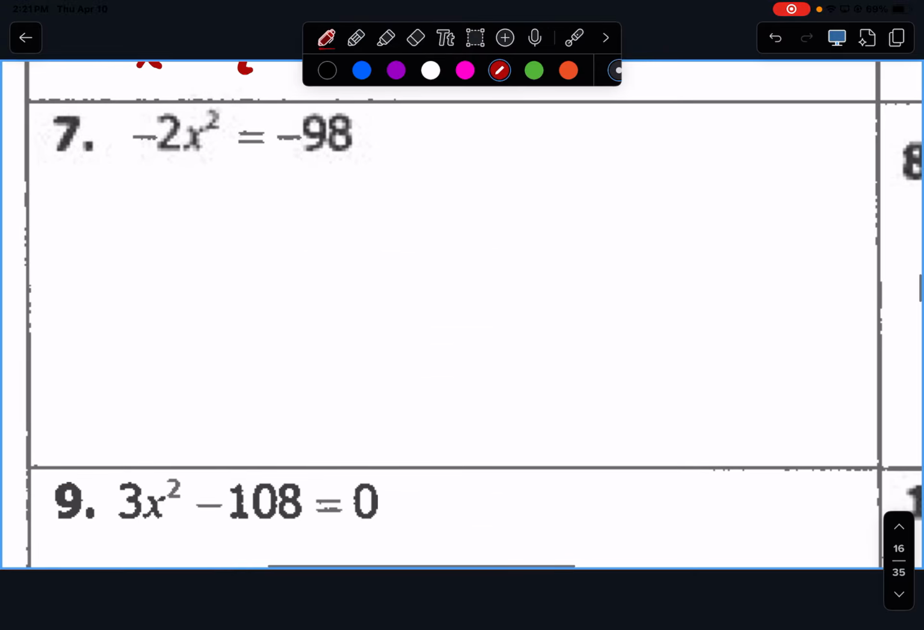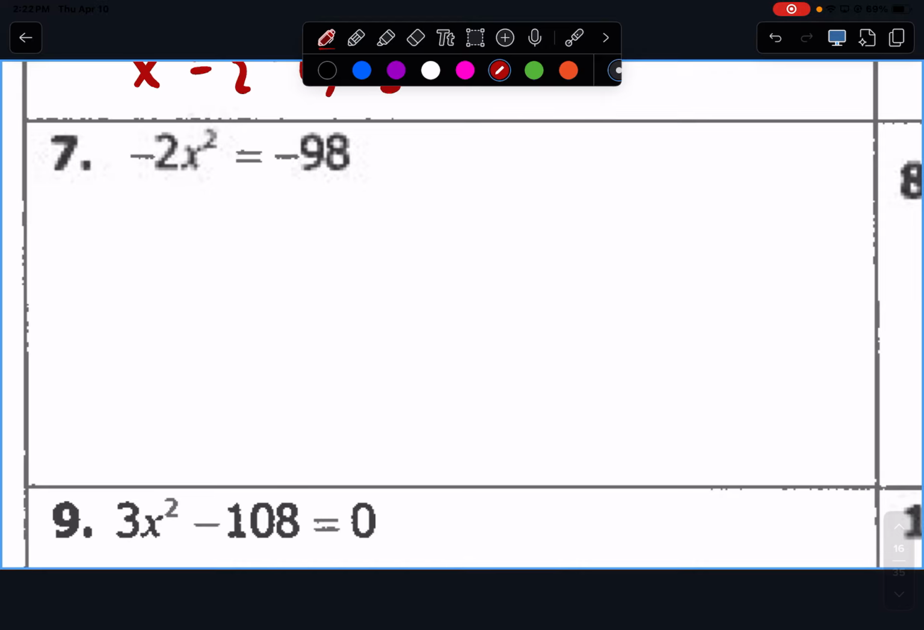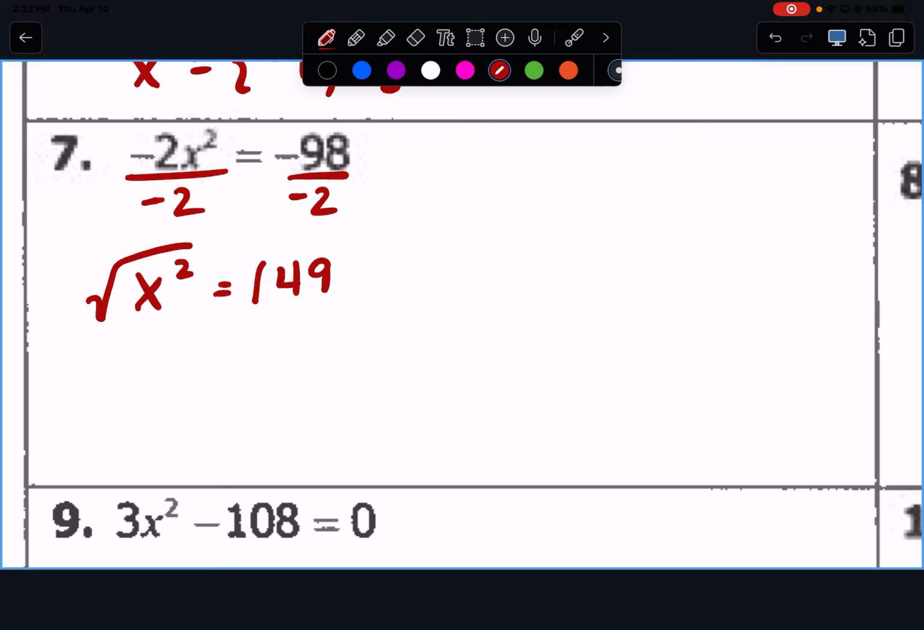Now we're going to do number 7. So what is negative 98 divided by negative 2? 49. And so now we just have the same problem we started with. So what is my answer going to be? Positive and negative 7. Okay, because when we take the square root, we get x is equal to negative 7 and positive 7.